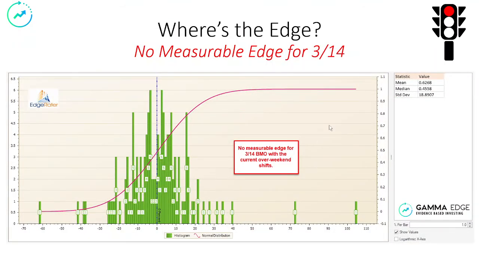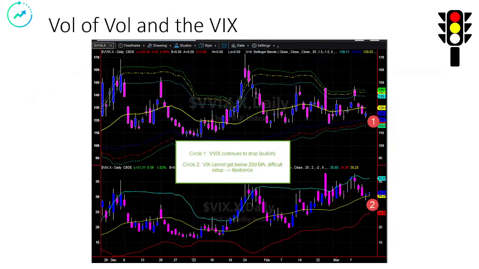Where's the edge? We're not really seeing much of an edge. When we look at the conditions that transpired over the weekend, in terms of the changes in the market structure, there's no measurable edge for 3:14. Sitting on the sidelines would not be a bad thing here for today.